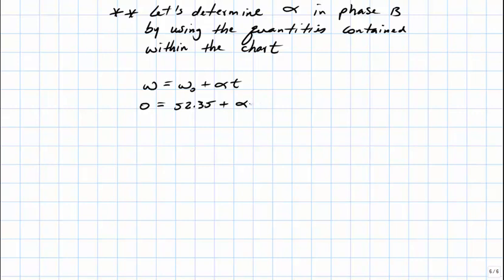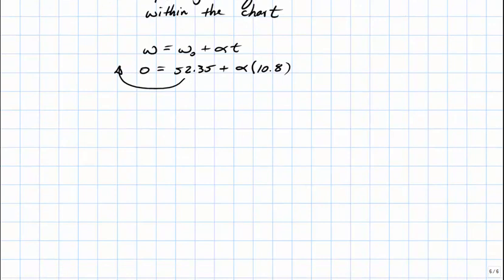Plus alpha, and the time that was calculated equals 10.8 seconds. That's the time from phase B. Let's now transfer the 52.35 to the other side. That results in negative 52.35 equals 10.8 times alpha. And if we divide both sides by 10.8, alpha equals negative 4.847. And of course, the units for alpha are radians per second squared.